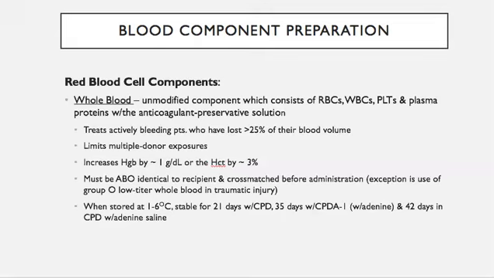Whole blood increases hemoglobin by about 1 gram per deciliter and the hematocrit by about 3%. It has to be ABO identical to the recipient. It has to be cross-matched before administration. The exception to that is the use of Group O low titer whole blood in the cases of traumatic injury, so that would be your emergency release. When stored at refrigerated temperature between 1 to 6 degrees Celsius, it's stable for 21 days with CPD, 35 days with CPDA-1, and then 42 days with CPDAS.